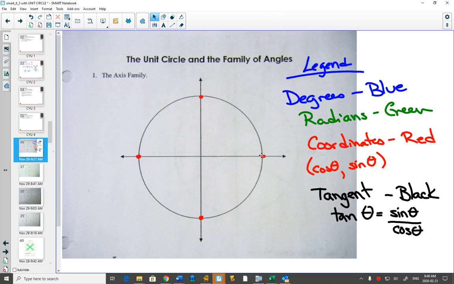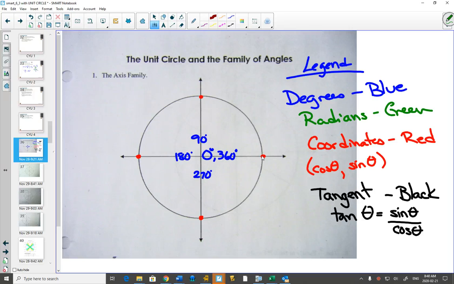First of all, if you're dealing with degrees, this would be 0 degrees. I guess if you went all the way around, it would also be 360 degrees. If you went to the positive y-axis, in standard position, that would be 90 degrees. If you went to the negative x-axis, that would be 180 degrees, and then 270 degrees.